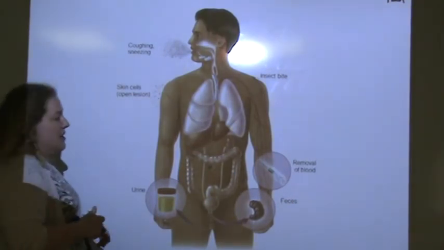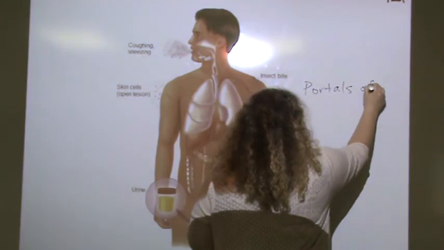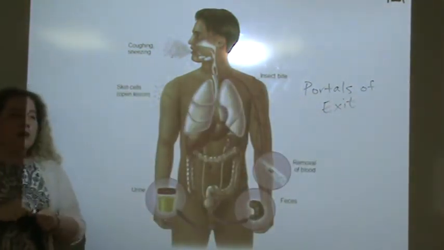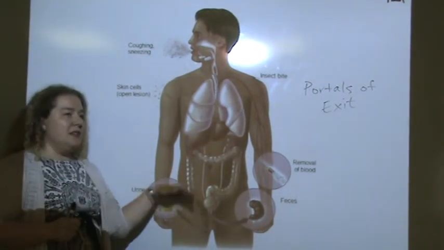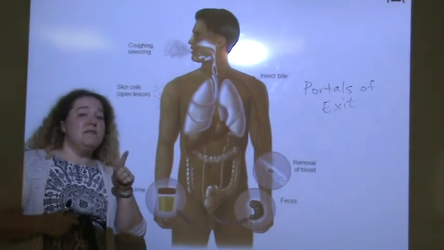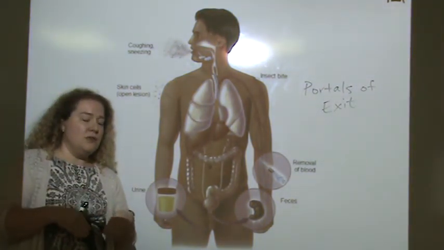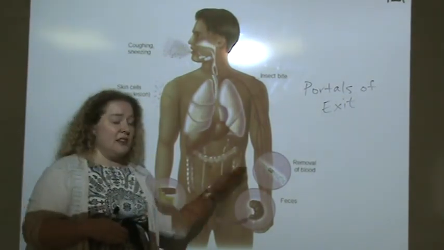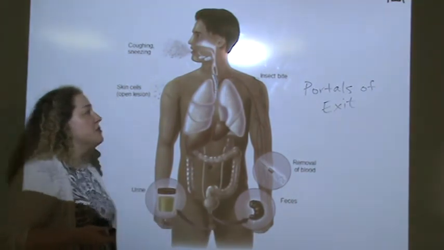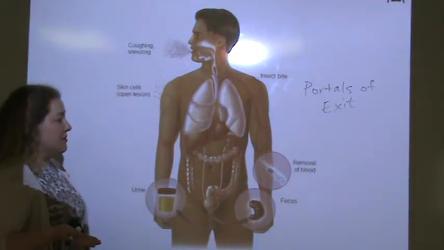And this slide is showing portals of exit. You might have noticed I skipped over, at this point, evading or escaping the immune system, invading tissues, producing toxins and causing damage. I've skipped over to portal of entry, but mostly for speed issues. So how do different microbes get out of the host?